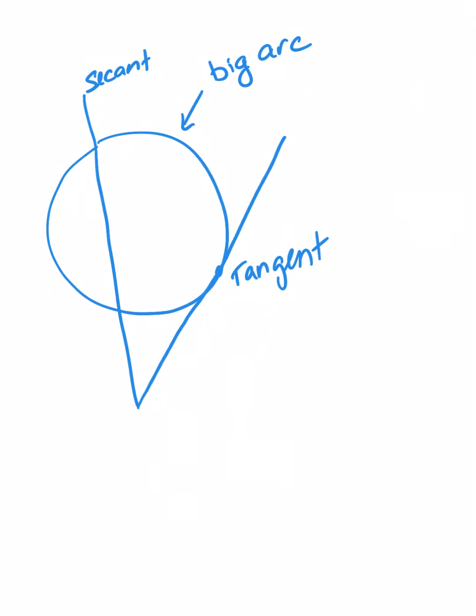So in this picture, we have a secant. The secant is a line that goes through the circle and continues on. And a tangent is the line that just touches the circle at one point. And you have a big arc that is created and a small arc that is created.